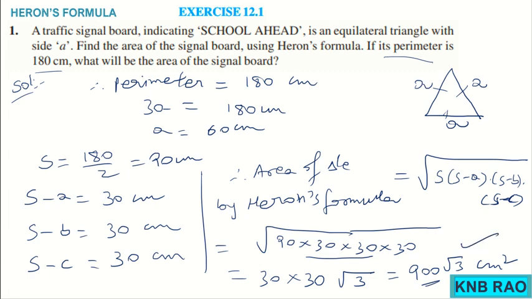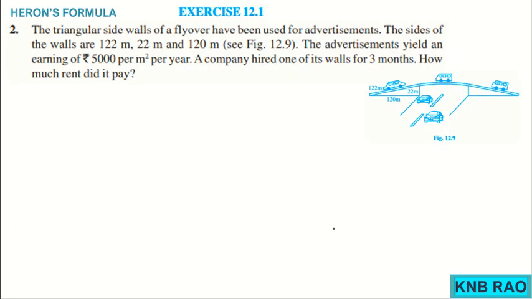Okay. Now, moving on to the question number 2. Here in this question number 2, there is a flyover. In that flyover, we have got both the sides triangular patches, where the triangular side walls of that flyover have been used for advertisements, whereas the sides of that triangular side walls are 122 meter, here is the 122 meter, and 120 meter, here is the 120, and height wise 22 meter.